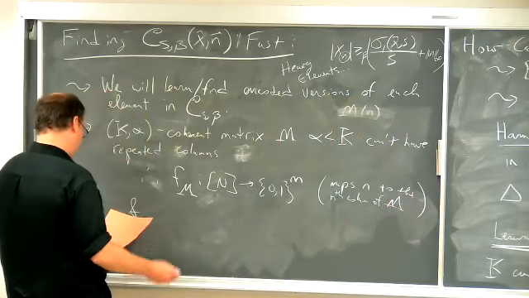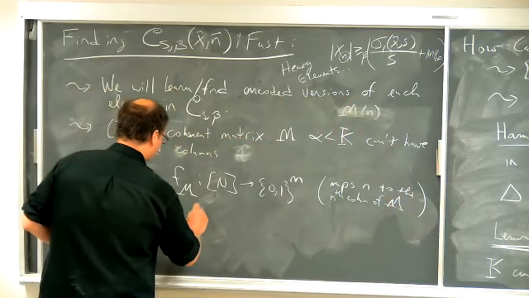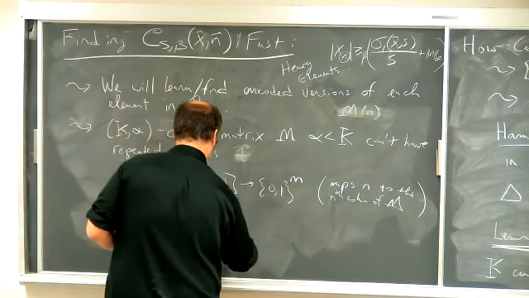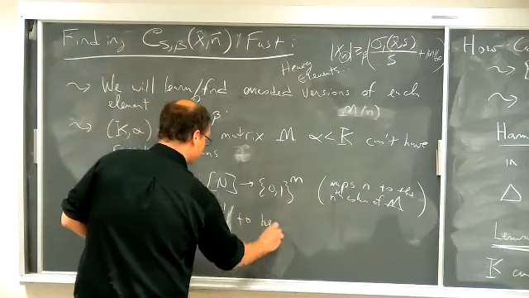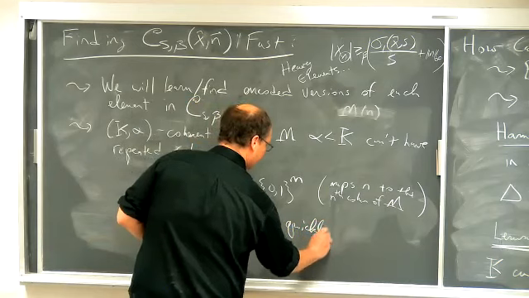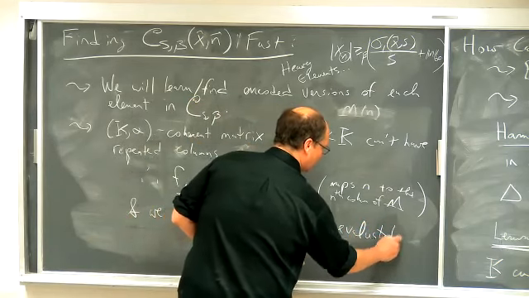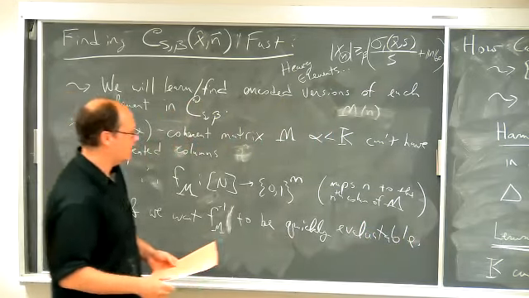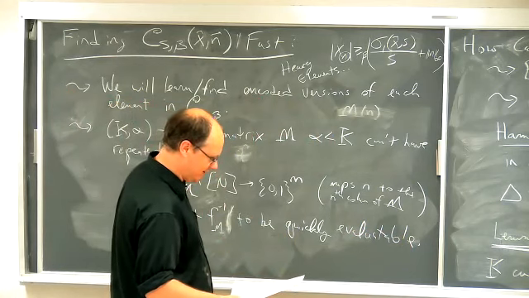So crucially, we want F inverse here associated with M to be quickly evaluated, or evaluatable, I should say. Okay. Good. All right.